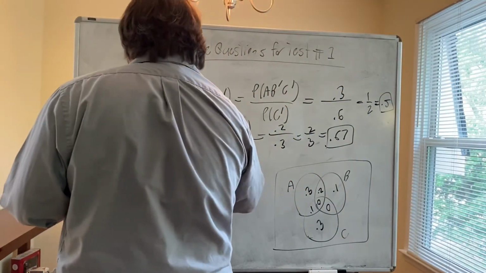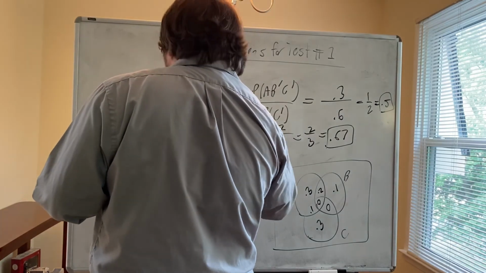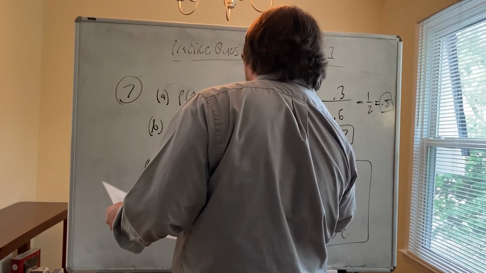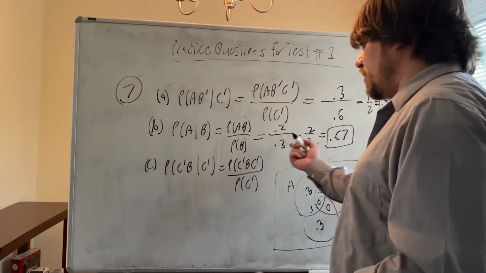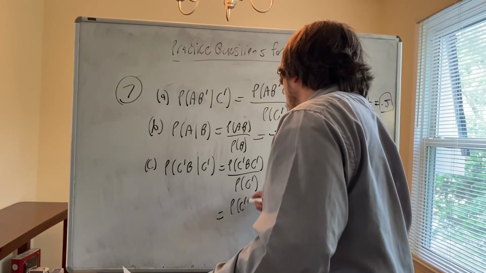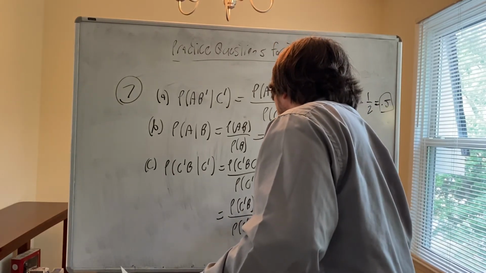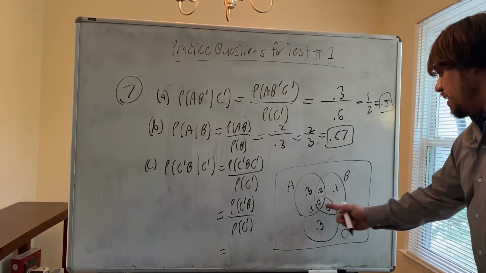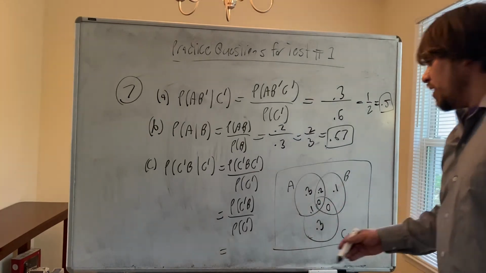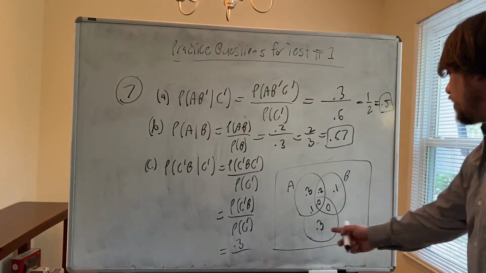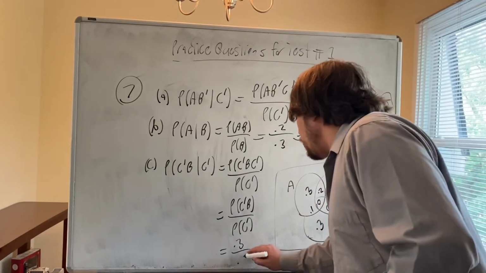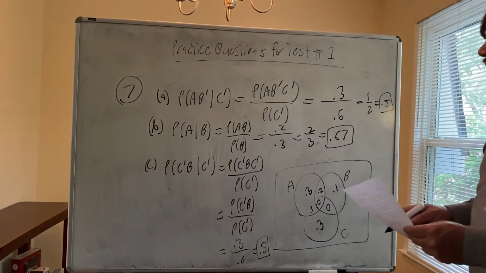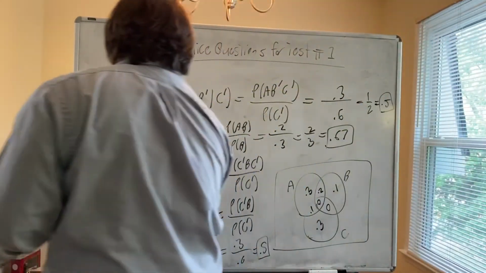Part C is the probability of B given C prime. That's equal to the probability of C prime and B over the probability of C prime, since C prime and itself is just C prime. If it's not in C and it's in B, that adds up to 0.3. That's 0.3 divided by the probability it's not in C, that's 0.6. 0.3 over 0.6 is 1/2 or 0.5. So C is 0.5.